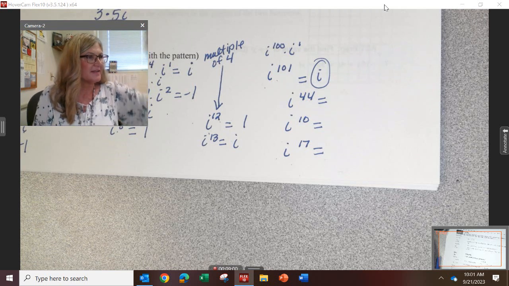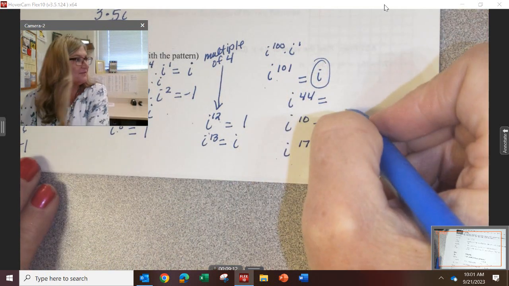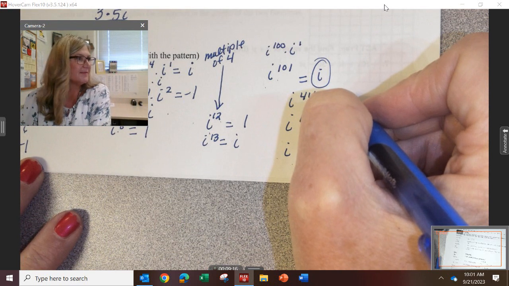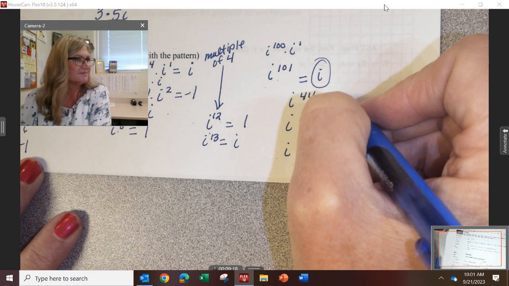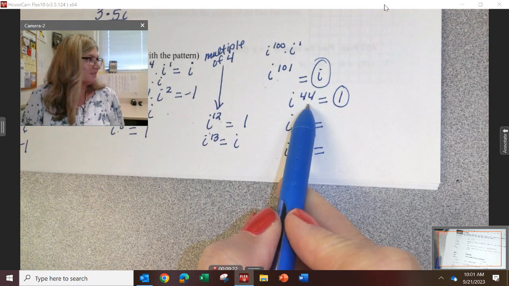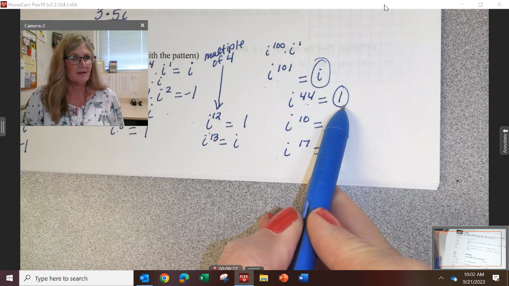Give me a quick little hands up when you think you have all three. Okay, you can put them back down. I just want to see how many. All right, Cayenne, what do you think i to the 44th is? 1. Do you guys agree with 1? Did anybody check it on their calculator? Okay, some people did. Can you explain why it's 1? Yeah, 44 is a multiple of 4, so it has to be 1.